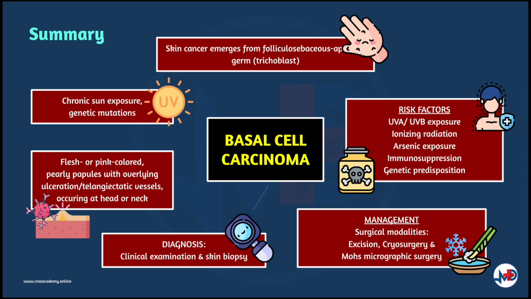Basal cell carcinoma appears as flesh or pink-colored, pearly papules with overlying ulceration or telangiectatic vessels, which commonly appear on the head or neck. Basal cell carcinoma diagnosis is based on clinical examination and skin biopsy. Surgery is the gold standard and its modalities include excision, cryosurgery, and Mohs micrographic surgery.